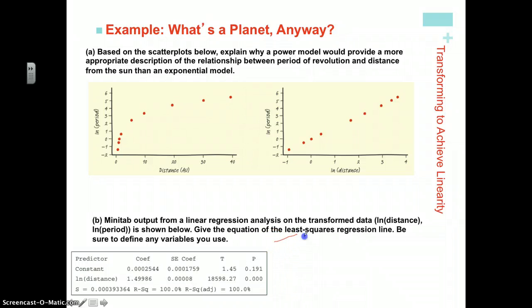So we'll have ln-hat of the period equals, here comes your y-intercept, 0.000254 plus our slope, 1.49986, times the ln of the distance. Okay, so that's all we needed.